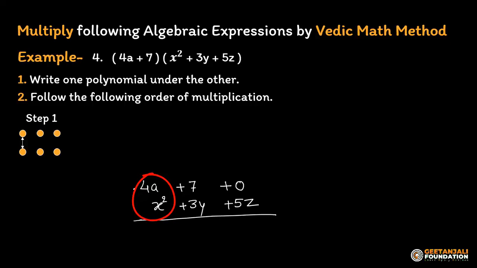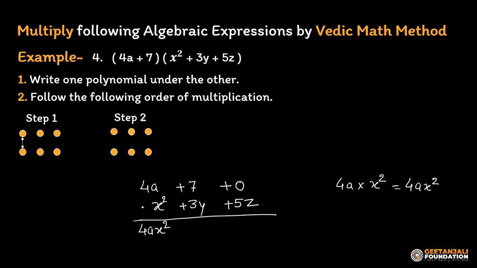So to multiply these terms, I'll multiply 4a with x square. When I multiply 4a with x square, you can see these bases are different. So it will become 4ax square, which I will write as it is over here. So 4ax square.